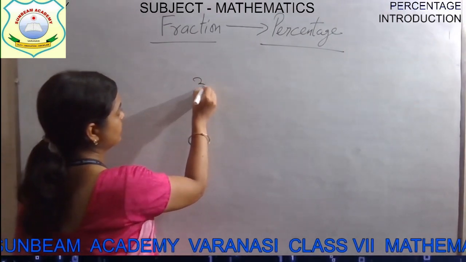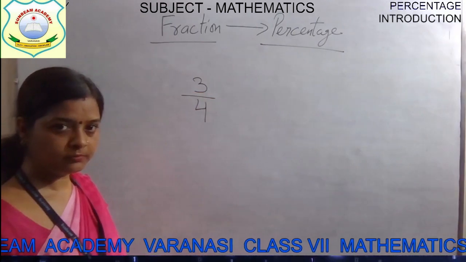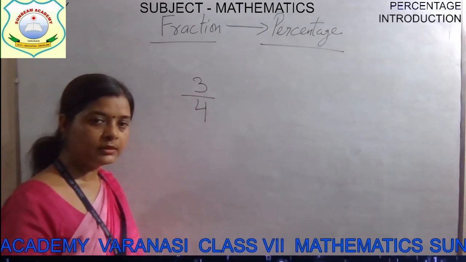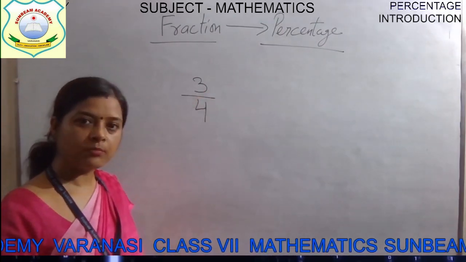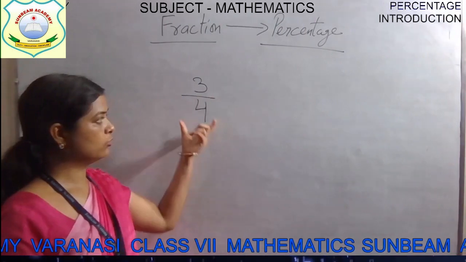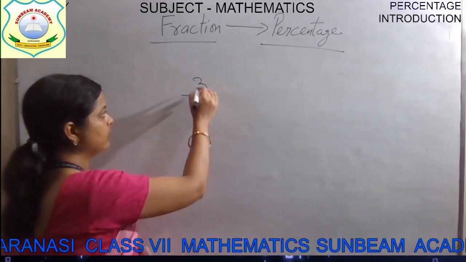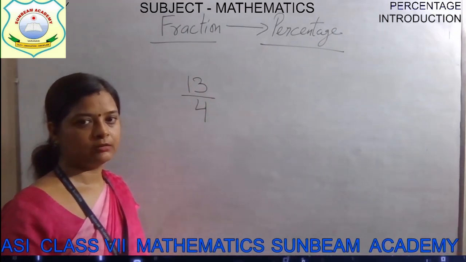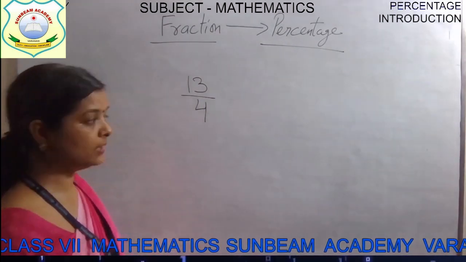If I take 3 by 4, 3 by 4 is a fraction. Is it a proper fraction? Yes, it is a proper fraction, because the numerator is smaller than the denominator. Out of 4 we have chosen 3, so it is a proper fraction. If I write 13 by 4, then it will be an improper fraction, because here the numerator is greater than the denominator.